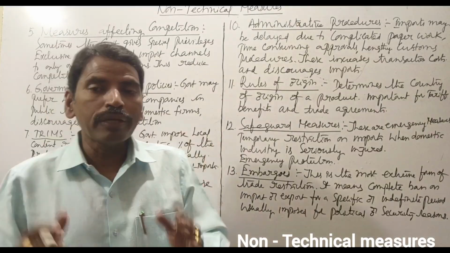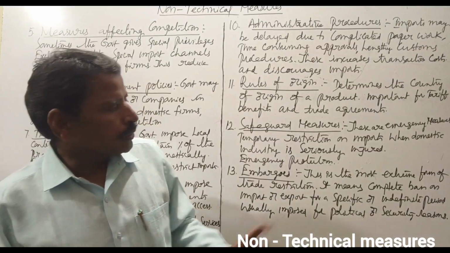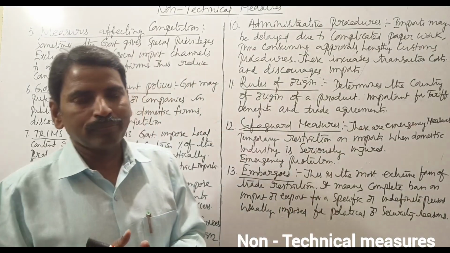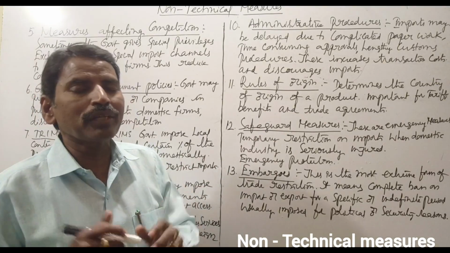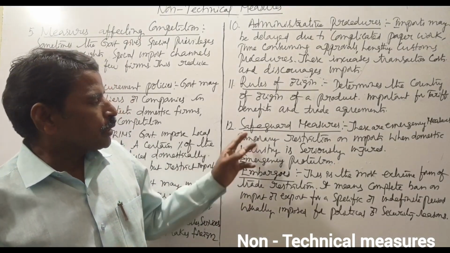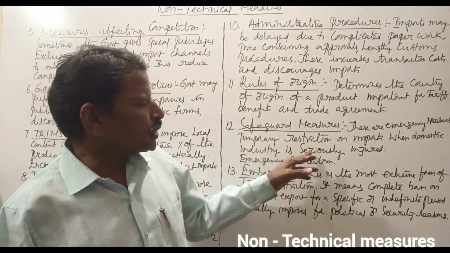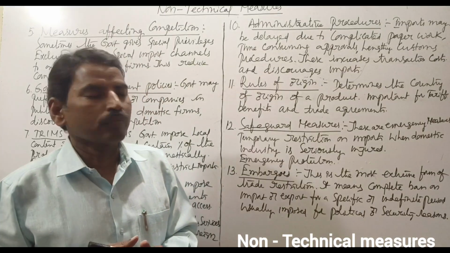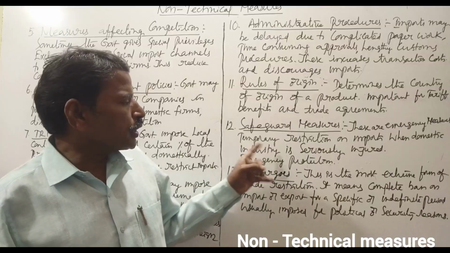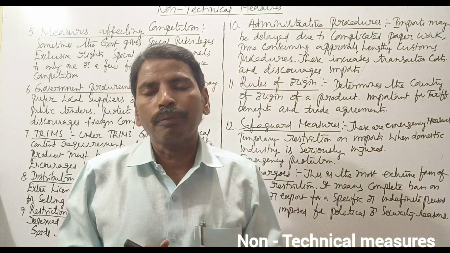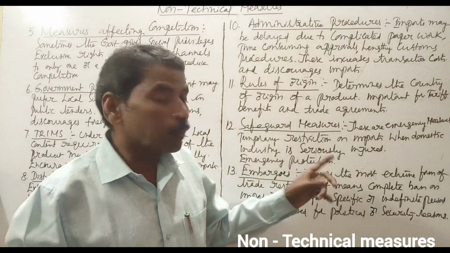Next, the 12th one, safeguard measures. These are emergency measures, or emergency protection measures. Temporary restriction on imports when domestic industry is seriously injured. Therefore, these measures are emergency protection measures.